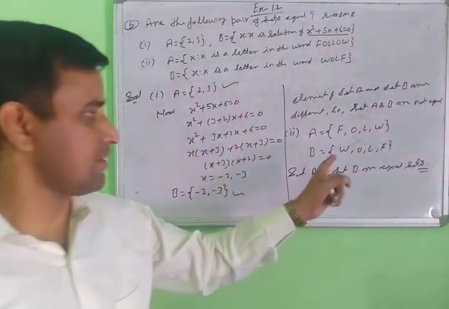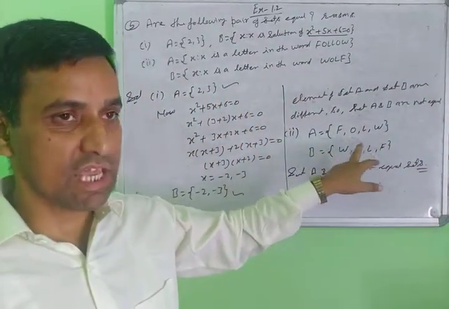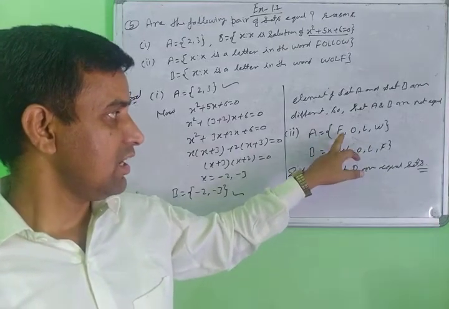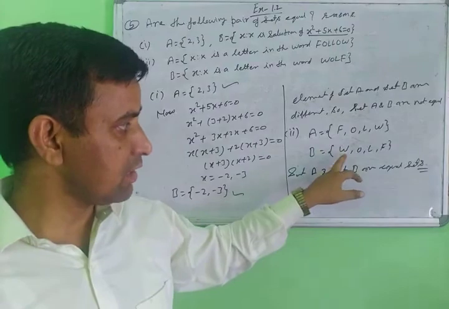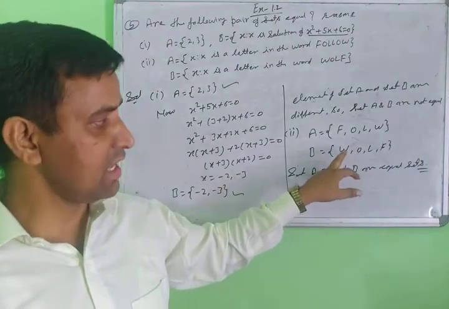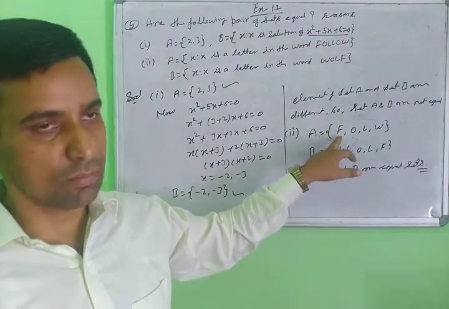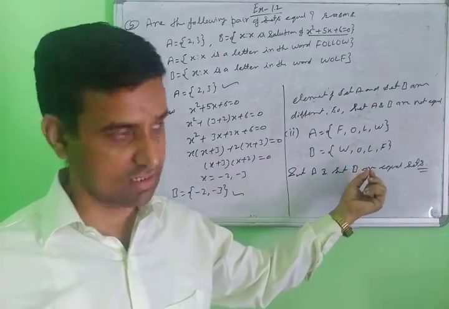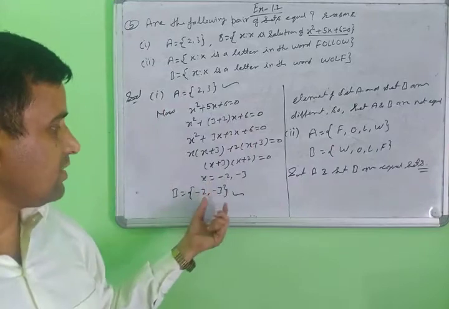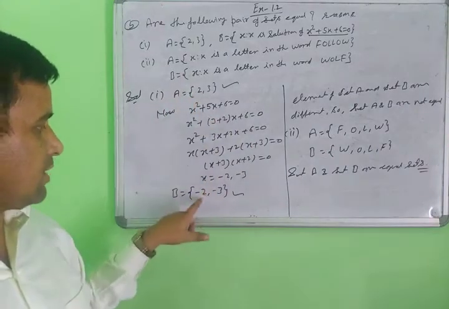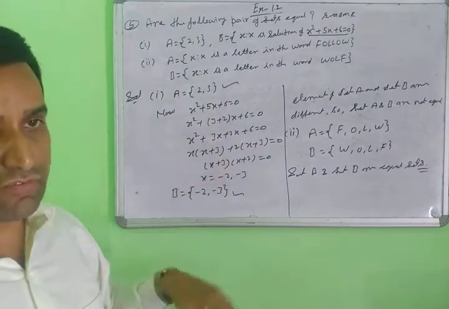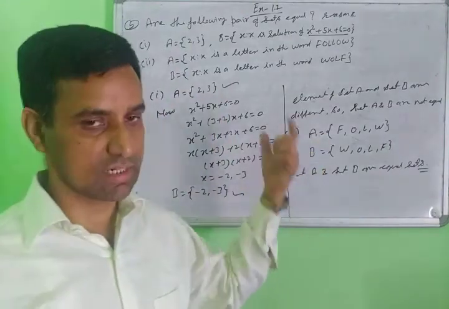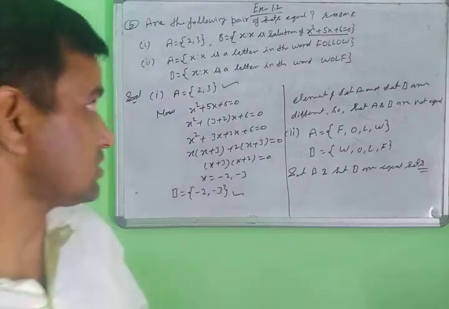Both are equal sets because both have the same elements. The elements of set A are the same as the elements of set B, and the elements of set B are the same as the elements of set A. In our first part we had different elements, plus 2 and minus 2, plus 3 and minus 3, so it was not an equal set. Here it is an equal set. Yes, note down the next question.